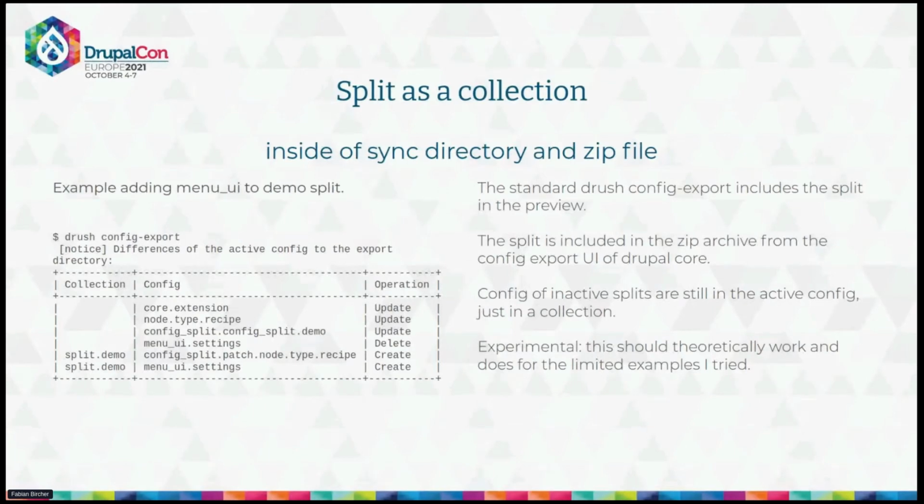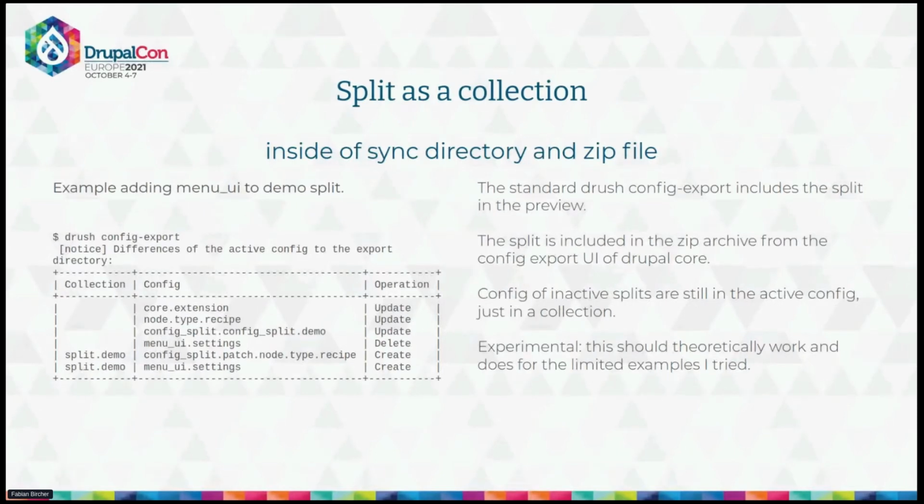The same goes if you have the split in the database. That's another option that has been around since the beginning of config split, but probably nobody used it because it was implied when you didn't set the folder. Now it's a bit more explicit. The advantage of this is that when you do a drush config export, you will also see the difference of the split, because the split is now part of the normal config sync directory.